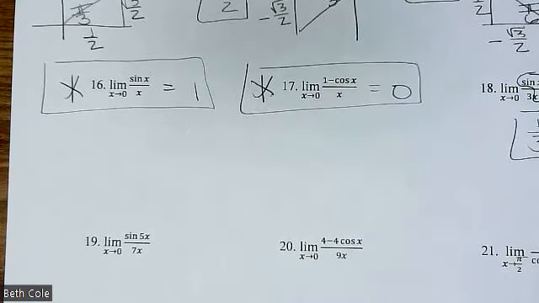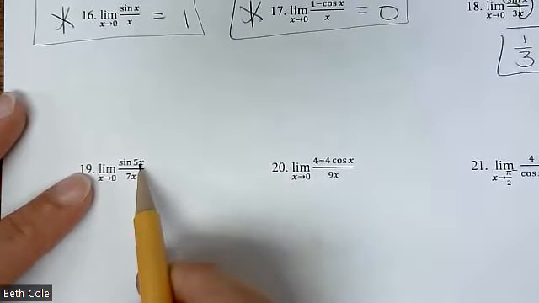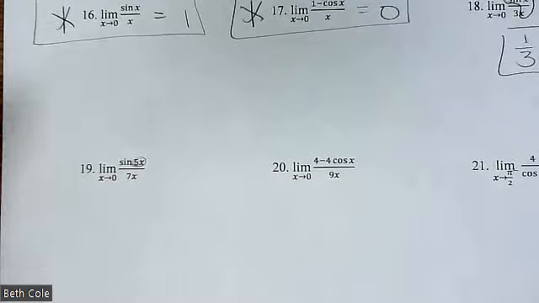Now for number 19, okay. Probably shouldn't put this on the recording. The answer is going to be 5/7. But I want to go through mathematically why that's true, because it's not because of what you're thinking. You need to make these numbers match. So if this is sine of 5x, the denominator needs to be a 5x. It's not, it's a 7.